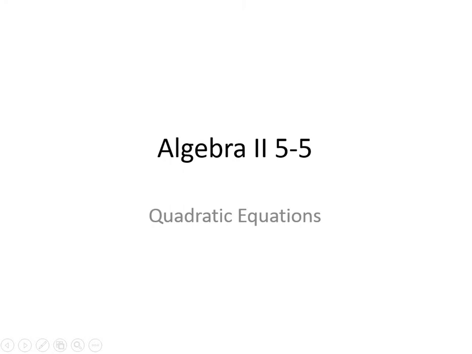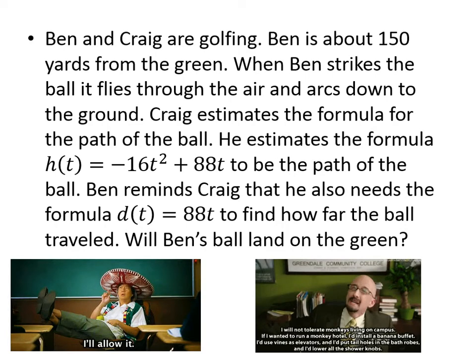Okay, so what we're going to be looking at now is an application for solving these quadratic equations. Here's an example of where you might see one. Ben and Craig are golfing. Ben is about 150 yards from the green. When Ben strikes the ball, it flies through the air and arcs down to the ground. Craig estimates the formula for the path of the ball: h(t) is equal to negative 16t squared plus 88t. This would be the path of the ball.